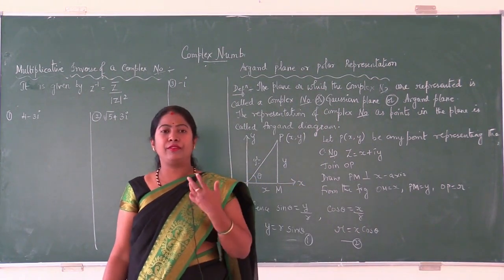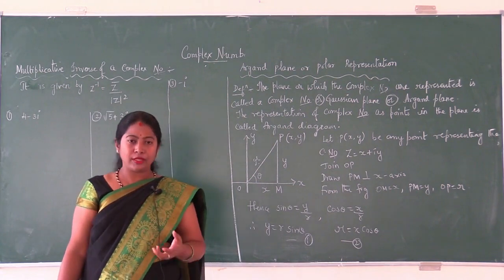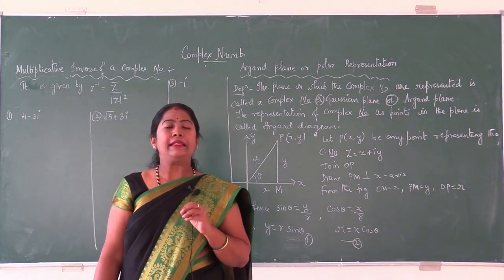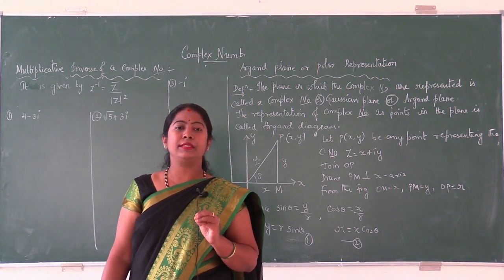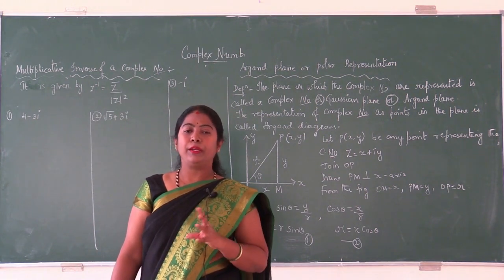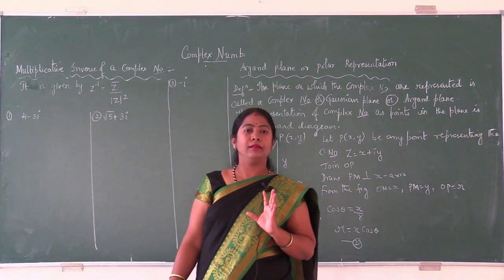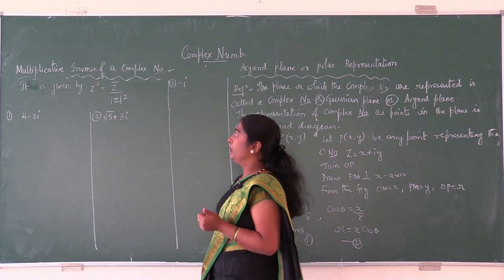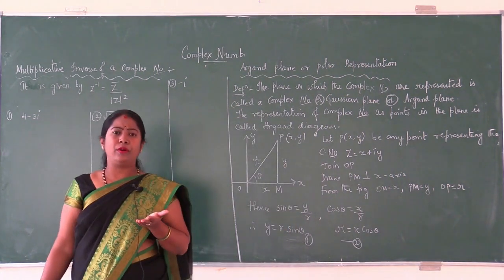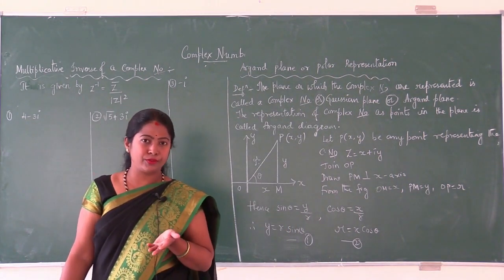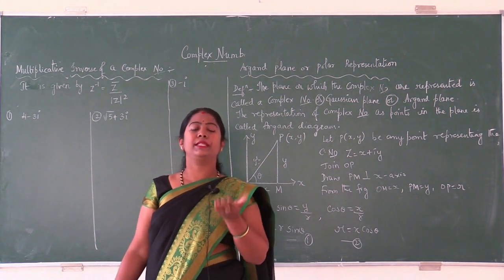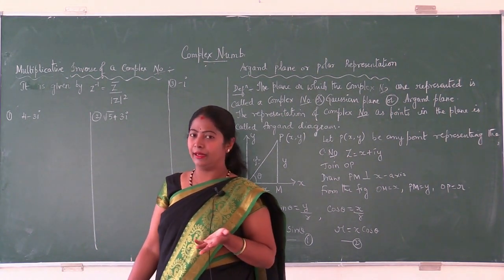Moving on to the next concept, we have the multiplicative inverse of a complex number. The multiplicative inverse of a complex number is denoted by z inverse and is given by z inverse is equal to z bar divided by modulus z square. So, what is z bar? The conjugate of the complex number. How is the conjugate of a complex number obtained? By changing the sign of the imaginary part.